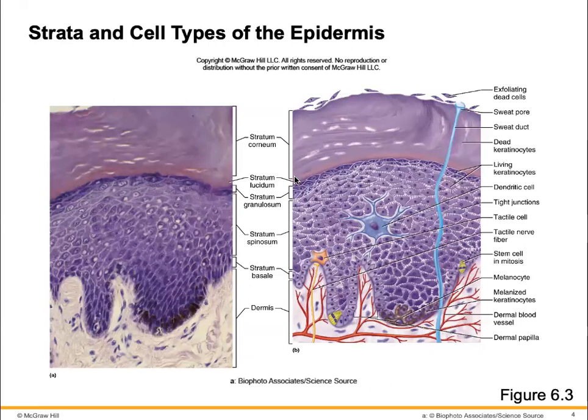Now, the next layer, the stratum lucidum layer, is a layer that you typically only see in thick skin, and it is essentially transparent or light. So lucid is light.